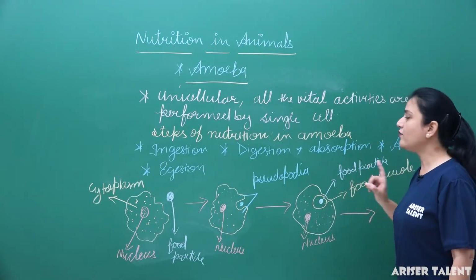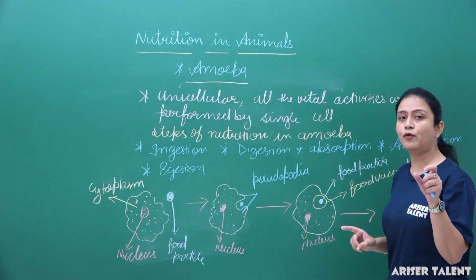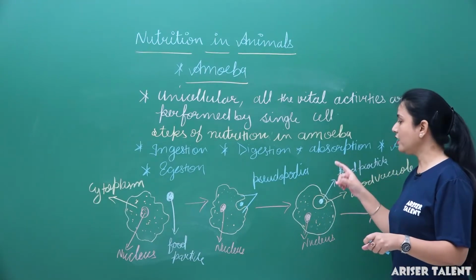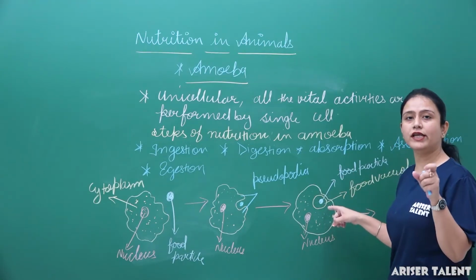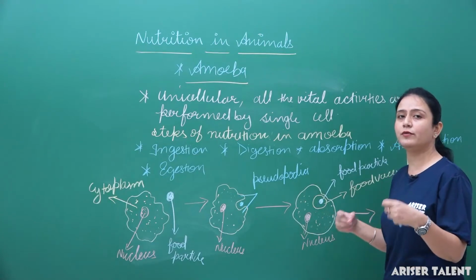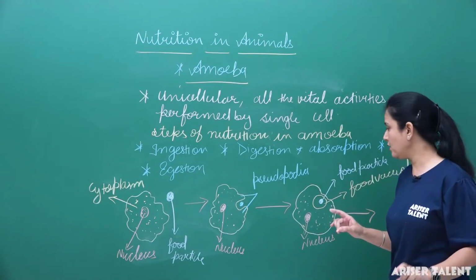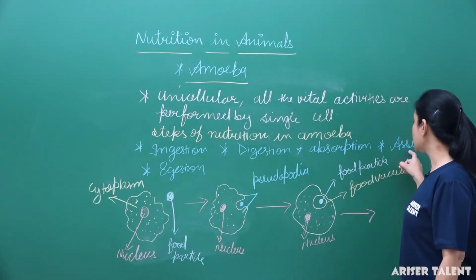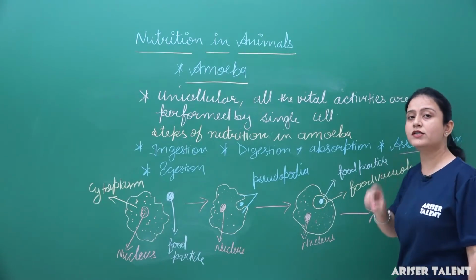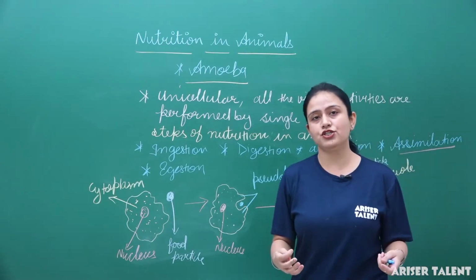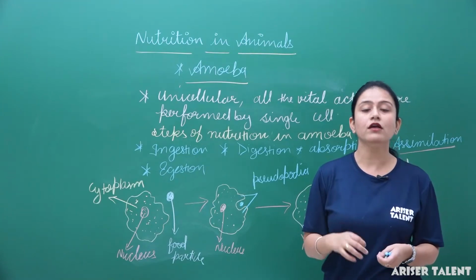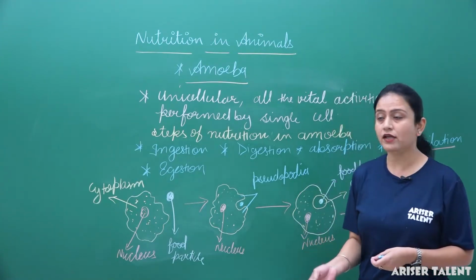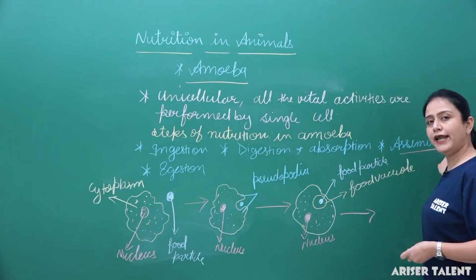Then after the absorption of important nutrients, meaning whatever nutrients are required for energy or for growth or for reproduction or for any activity, this process is known as assimilation. What is assimilation? The utilization of nutrients in the body for different activities. Fine. So here assimilation takes place.